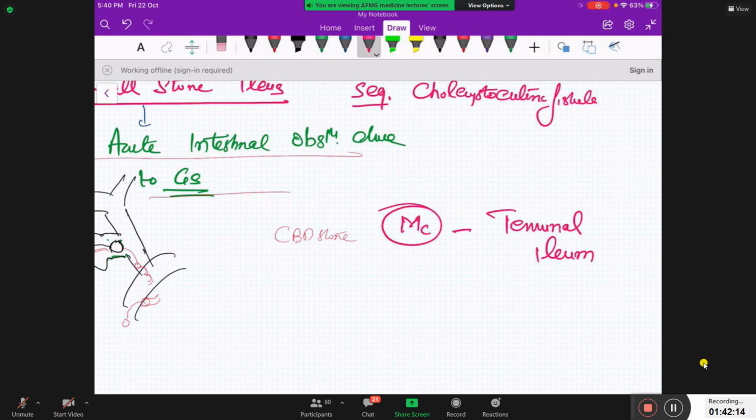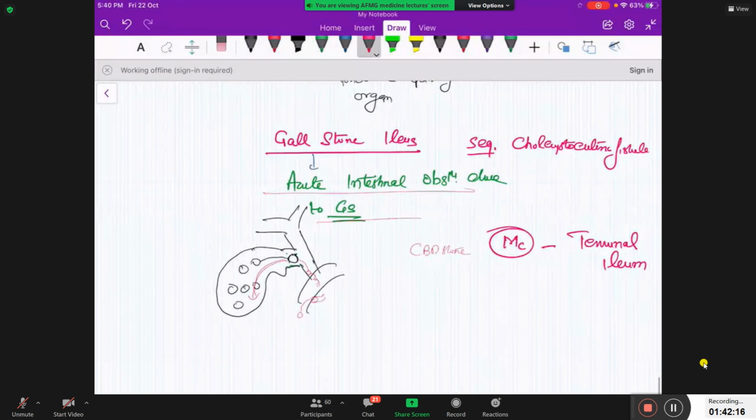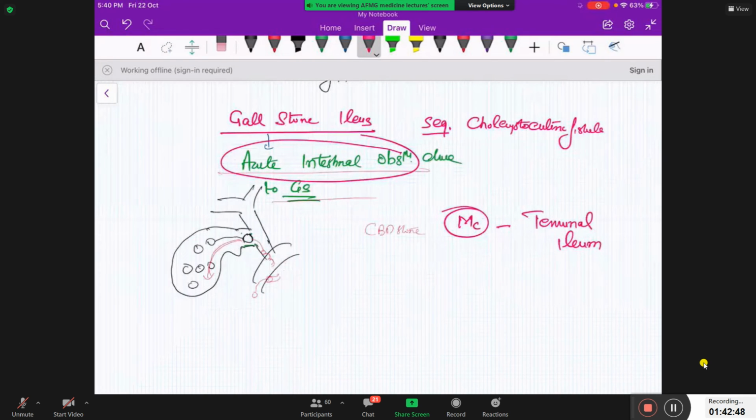right? Now, this patient of gallstone ileus is going to present to us with features of acute intestinal obstruction. What are the features of acute intestinal obstruction? We will talk about that when we talk about the intestine. At this time, you just need to know a patient is going to come to us with features of acute intestinal obstruction. We will discuss those later, right? And one should know here that a patient of gallstone ileus can also have a triad called Rigler's triad.